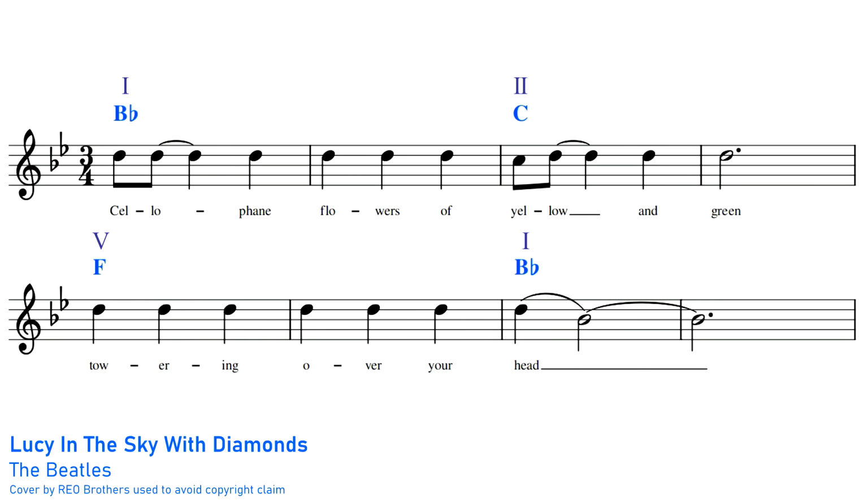For example, in the pre-chorus of Lucy in the Sky with Diamonds, we're in the key of B flat major. So this C chord is the major version of the 2 chord, and is acting to resolve us onto the 5th chord of the key, F. It's working as a secondary dominant. However, it doesn't include that dominant 7th degree.